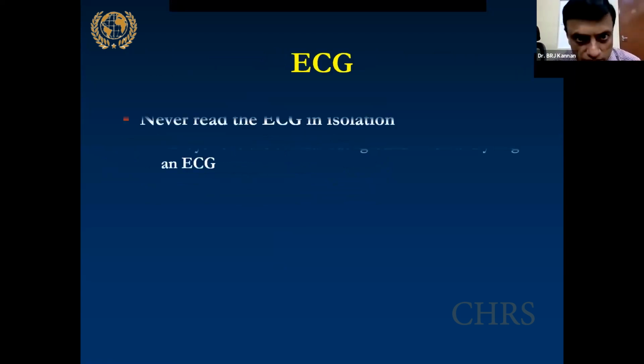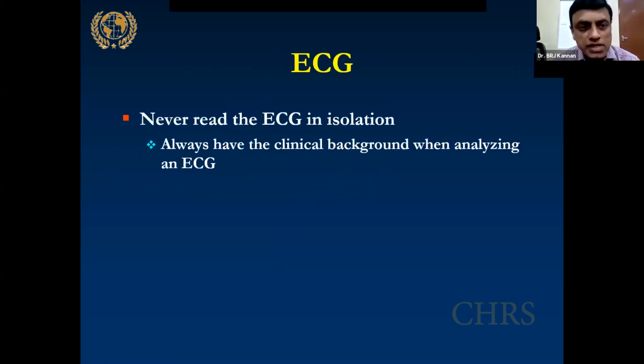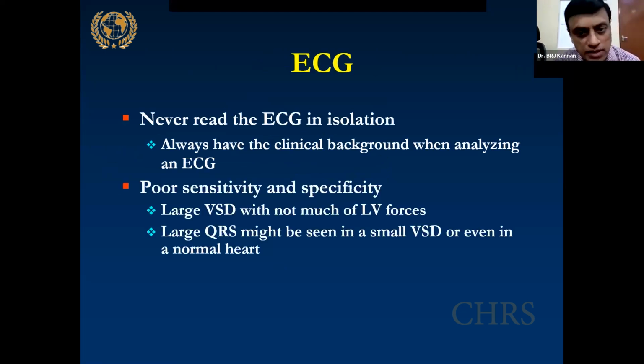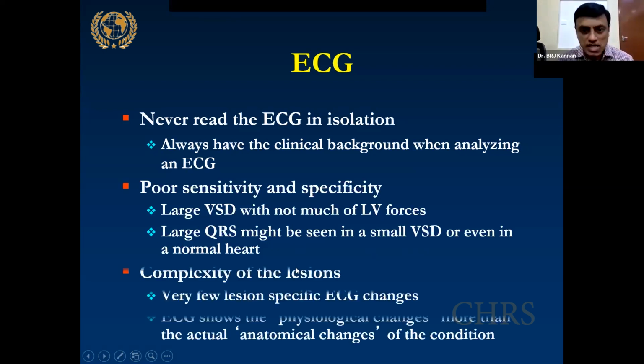So how can we go about it? When we read an ECG, never read the ECG in isolation. Always have the clinical background when analyzing an ECG. We should understand that for structural lesions, ECG has poor sensitivity and specificity. For example, a patient can have a large VSD, but the ECG may not show tall QRS complexes. On the other hand, there could be large QRS in a patient with a small VSD or even in a normal heart. So that's the problem with the ECG in structural heart disease.